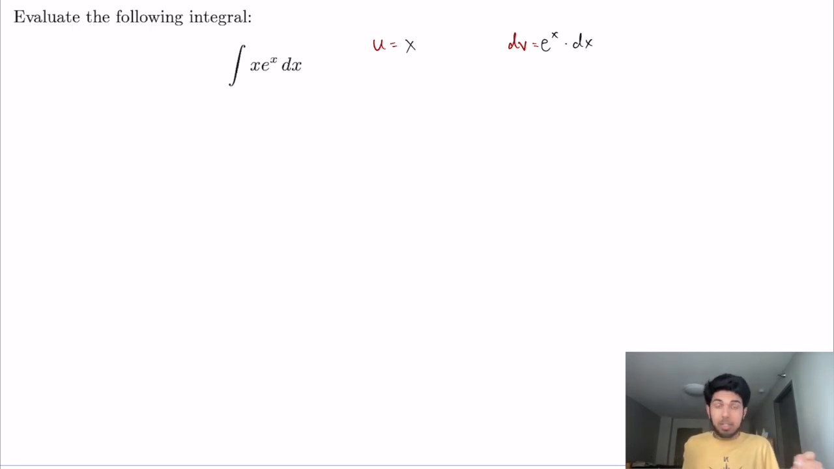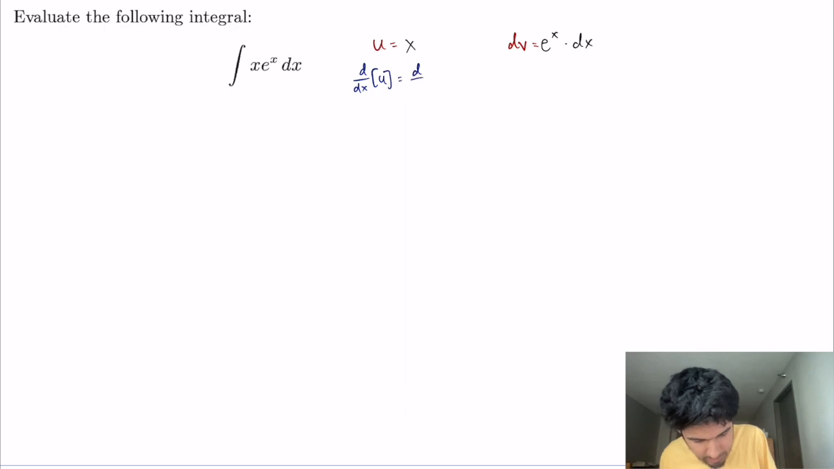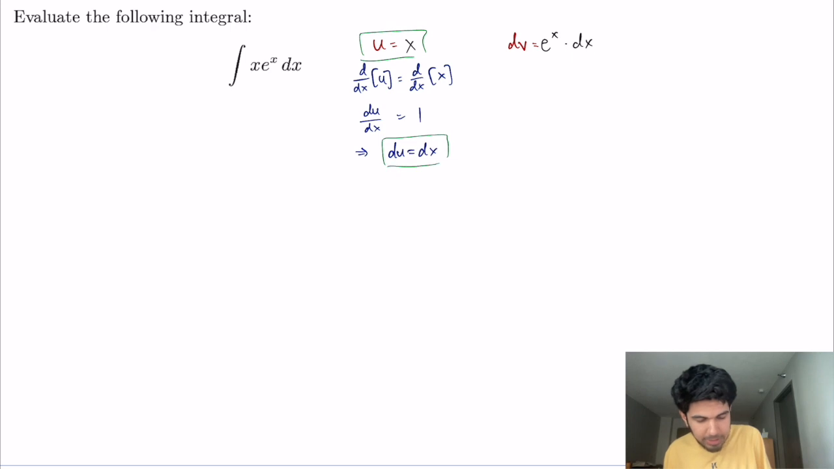And then from there we can find du and v. So let's do that. On the left, we'll take the derivative of both sides, and we're left with du dx is equal to the derivative of x, which is just 1. So that means du is equal to dx. And then on the right-hand side, we're going to take the integral of both sides. The integral of dv is v, and the integral of e to the x dx is just e to the x. So that was pretty simple there.